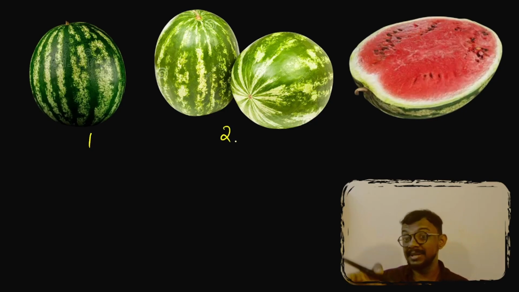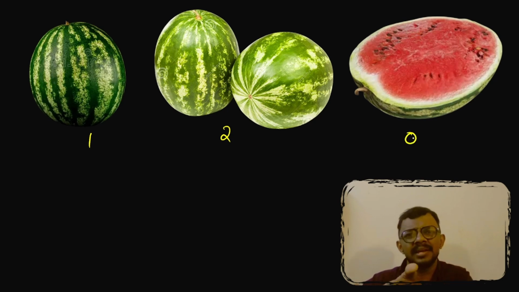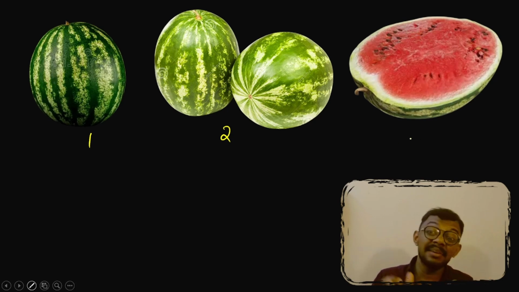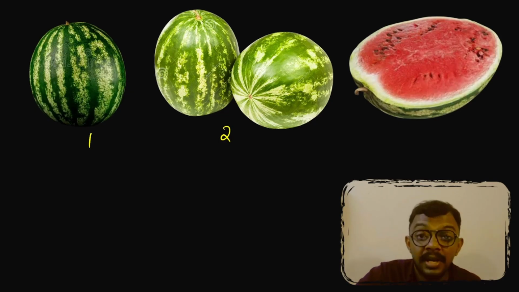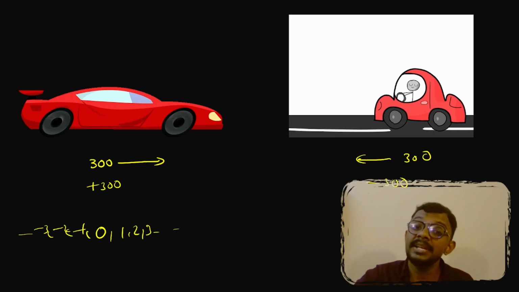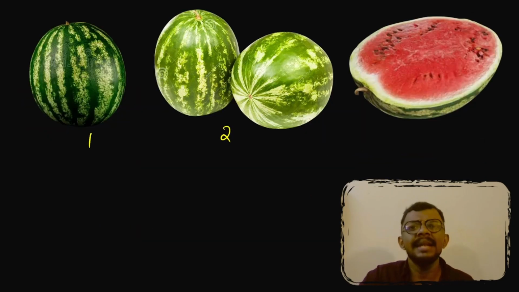How many watermelons are there in the first picture? Okay, the answer is 1. How many watermelons are there in the second picture? The answer is 2. Now, how many watermelons are there in the third picture? It's not 1 because a full watermelon is not there. That's wrong. It's not 0 because there is something. So that is a number between 0 and 1. It's like half. But we don't have any half in the set of integers. So we need some more numbers.